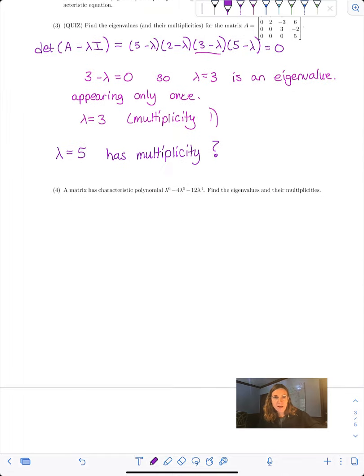Okay, now if we have a matrix with a given characteristic polynomial, we can use that to find the eigenvalues, as long as it's not too nasty. And this one actually factors out nicely. We can factor out a lambda to the 4th, and we get lambda squared minus 4 lambda minus 12 is going to have to equal 0. But let's simplify that a little bit.